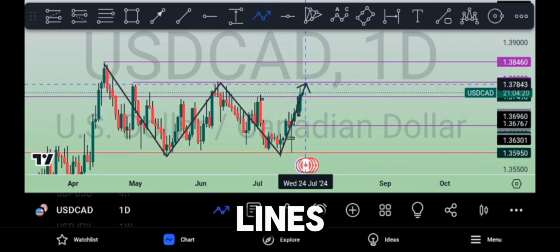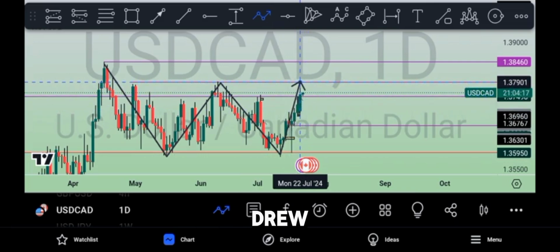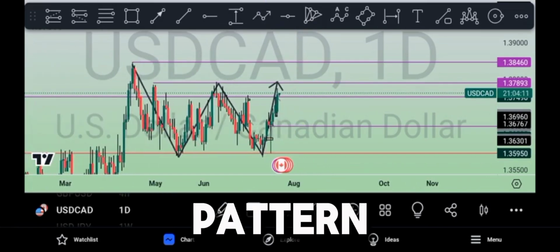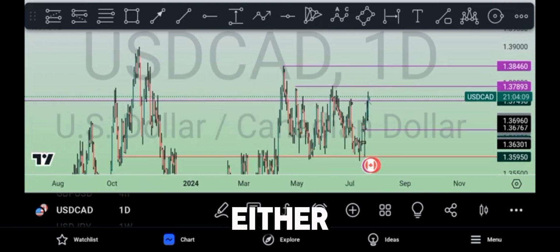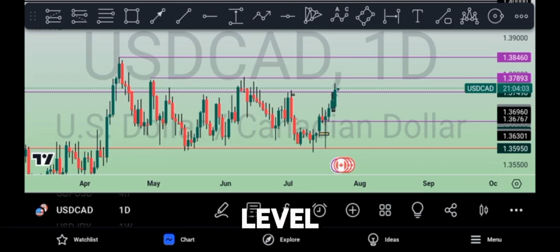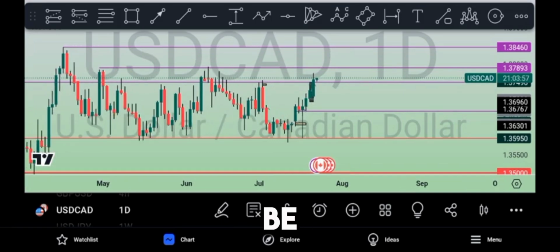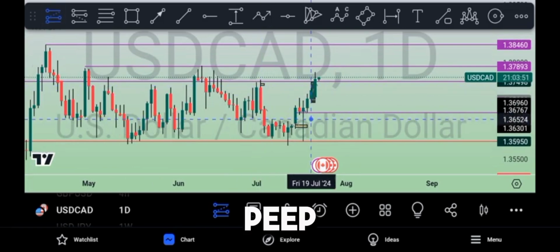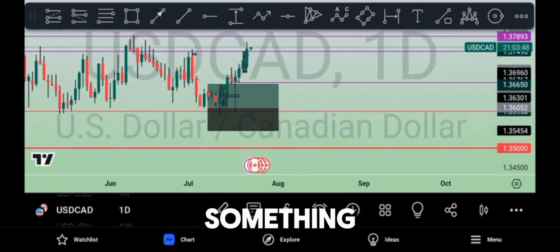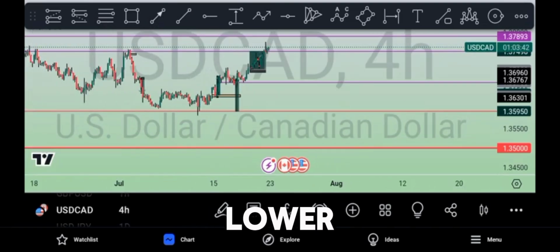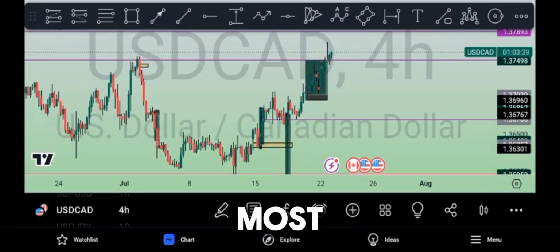If you see those lines on the higher time frame, that is the reason why I drew them. Now this is the neckline of the W pattern, and I expect price to either reverse or react. What do I mean by react? Either the market will break that level and then retest that level. Now, as a smart trader, you can't be trading on the higher time frame. Why? Because on the higher time frame, you can't be using a 100 pip stop loss or 50-something pip stop loss. No, you have got to scale down to your lower time frame and identify the most immediate trend.